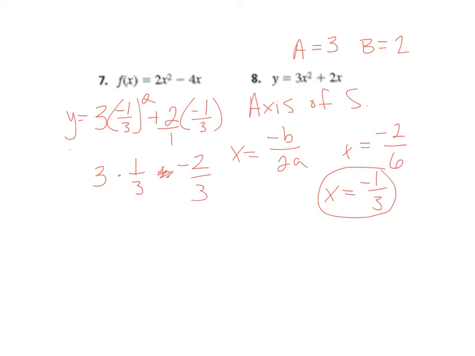3 times 1/3. Well, I can make that a fraction. That would be 3 over 3, which is 1. Now I have 1 take away 2/3. 1, which you could simplify as 3/3, take away 2/3, ends up being a third. So our vertex is at negative 1/3, positive 1/3.